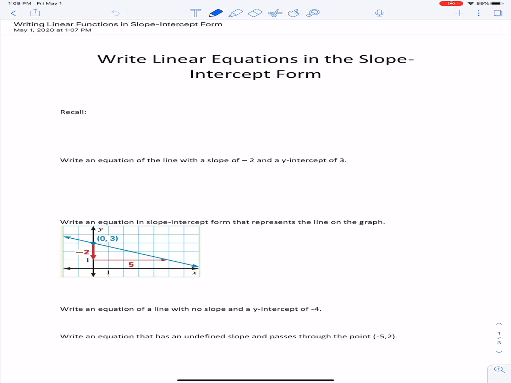Good day, everyone. Today we're going to learn how to write linear equations in the slope-intercept form.